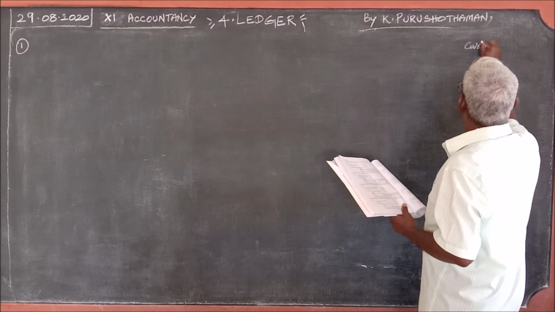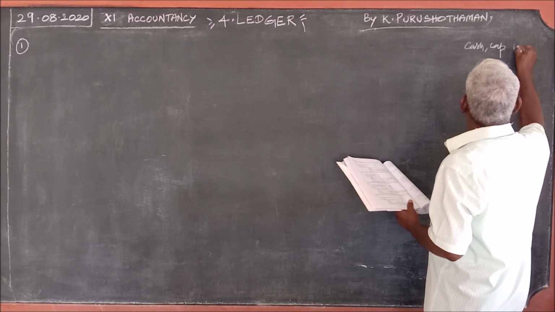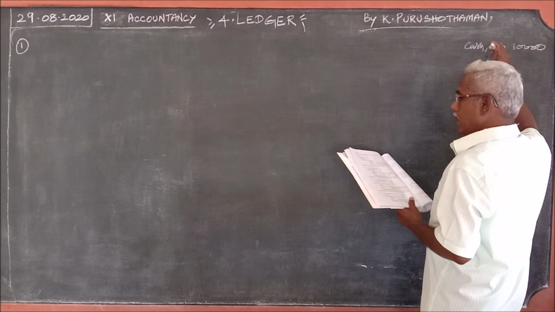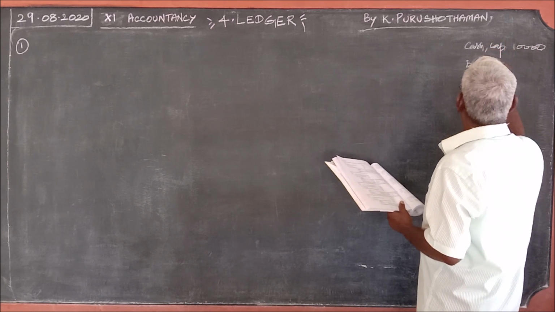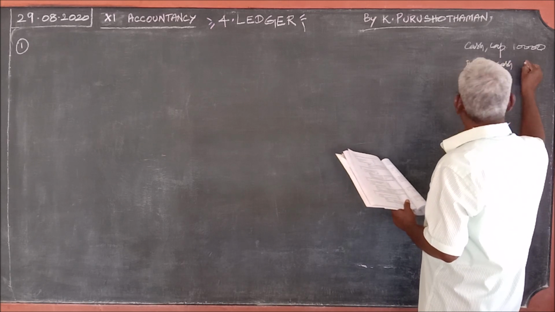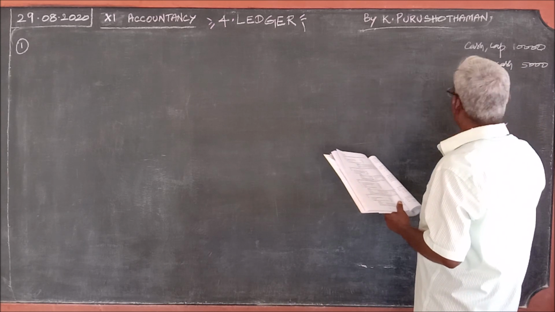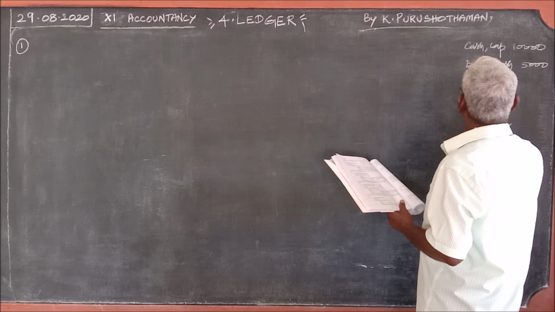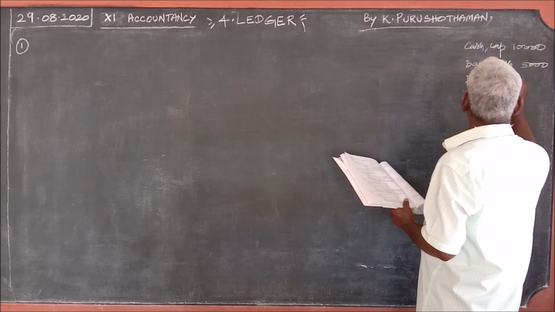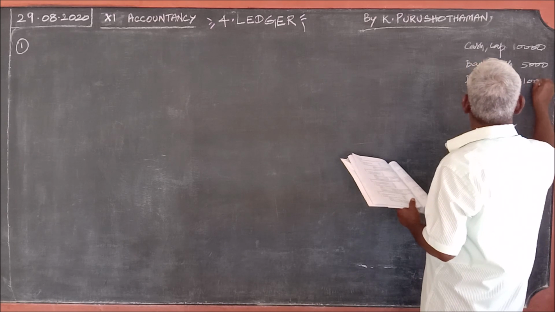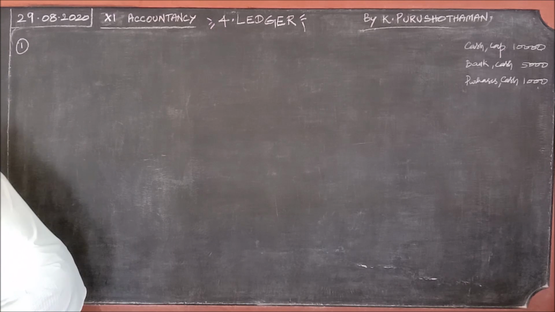Cash, capital. This is for my reference, roughly 10,000. And payment to bank, cash 5,000. Then purchases, purchase account debit to cash goes out, cash. Okay. These are the 3 journal entries we have passed already.